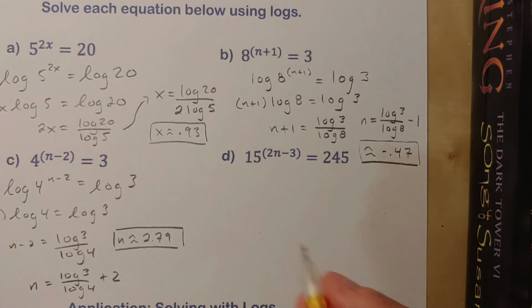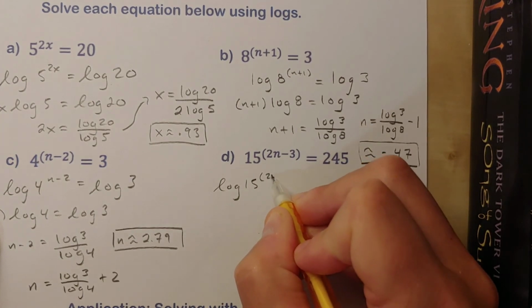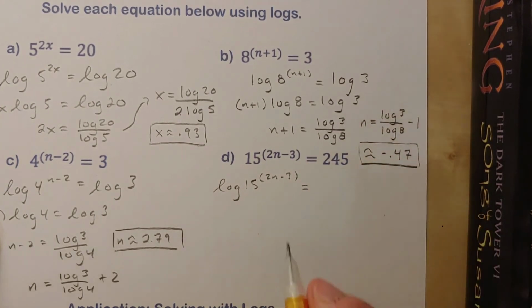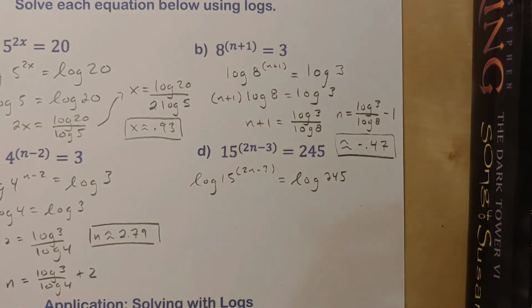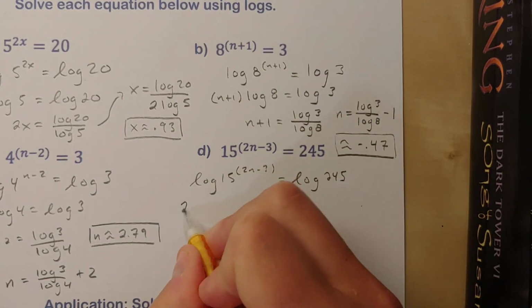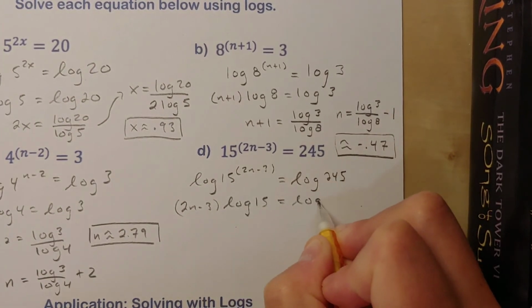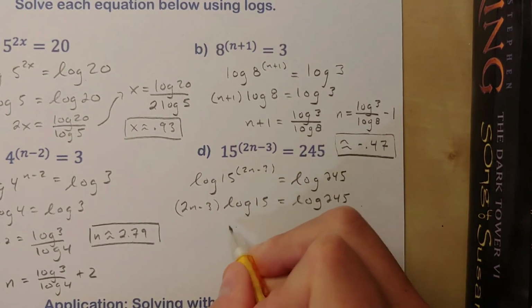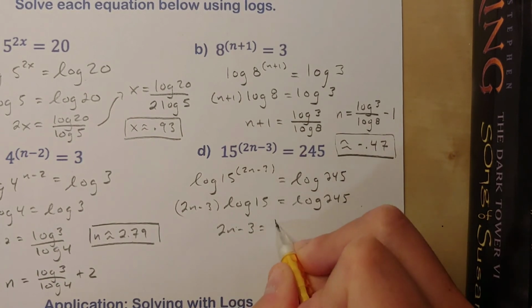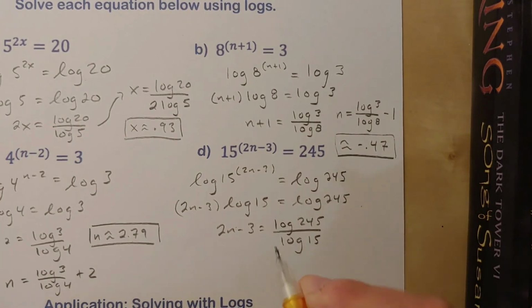Last problem, part D. I'm going to take the log of both sides. And log of 245. Use the power property, pull that 2n minus 3 down. And again, start solving for n. So divide both sides by the log 15. And now we're going to have to add 3 to both sides and then divide everything by 2.